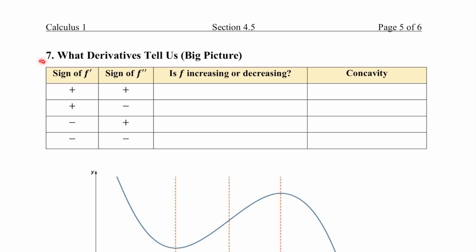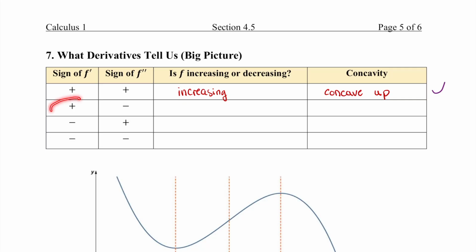Let's look at this table and see how the signs of the first and second derivatives work together. Case 1. If the first derivative is positive, the function is increasing. If the second derivative is positive, the graph is concave up. So in this case, the function is increasing and concave up. And it looks like this.